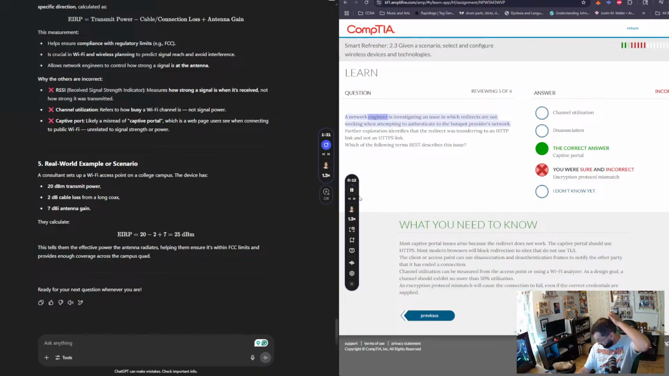A network engineer is investigating an issue in which redirects are not working when attempting to authenticate to the hotspot provider's network. Further exploration identifies that the redirect was transferring to an HTTP link and not an HTTPS link. Which of the following terms best describes this issue?